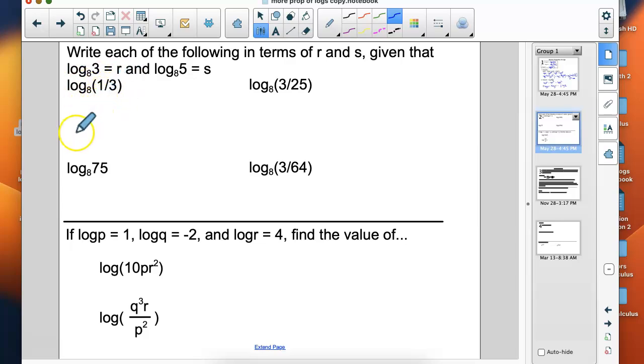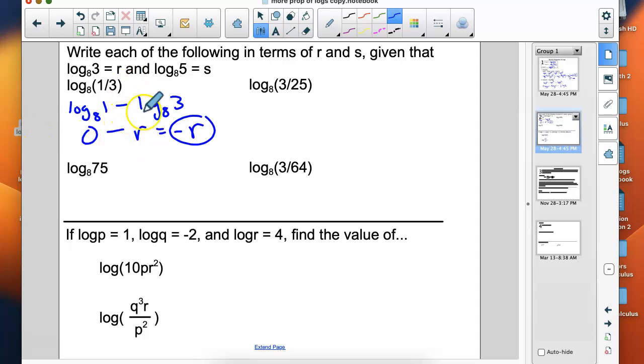First thing I notice here is there's a 1 divided by 3. So I could write that as log base 8 of 1 minus log base 8 of 3. In other words, I can split it up into 2 separate logs. The reason that helps is because for the log base 8 of 1, the power of 8 that equals 1, I don't really need to know anything about r's and s's to figure that out, because the power of anything that equals 1 is the 0th power. And then I have the log base 8 of 3. Well, I know what that is. That's r. So I have 0 minus that whole thing, which is r. So negative r would be my answer.